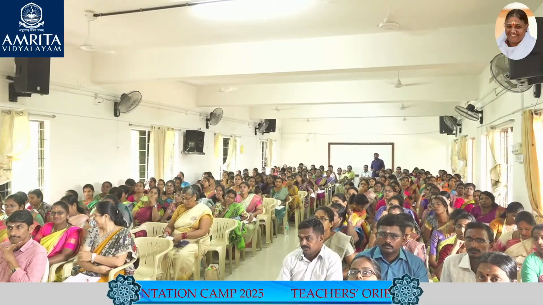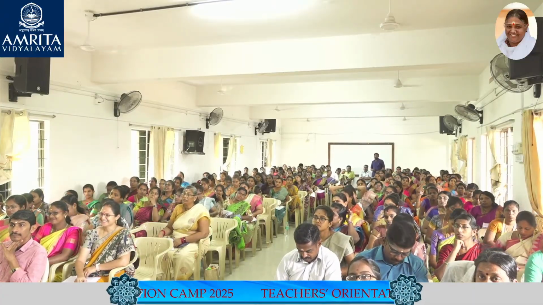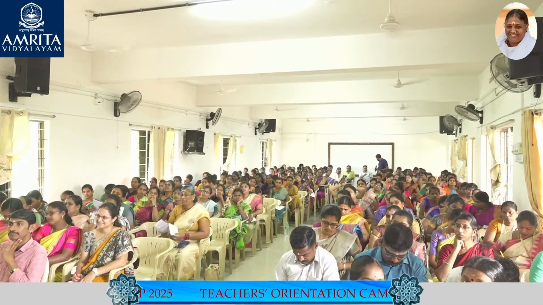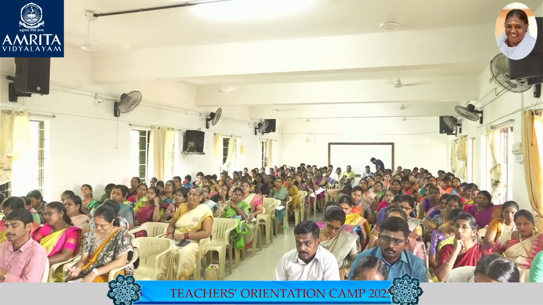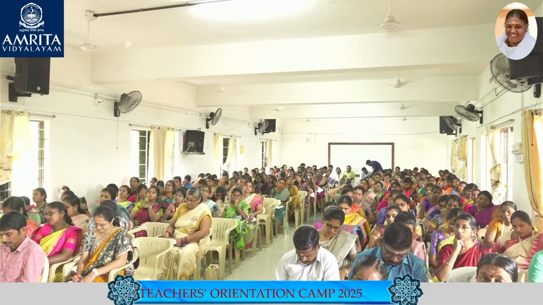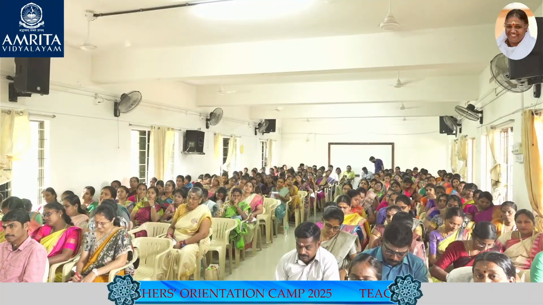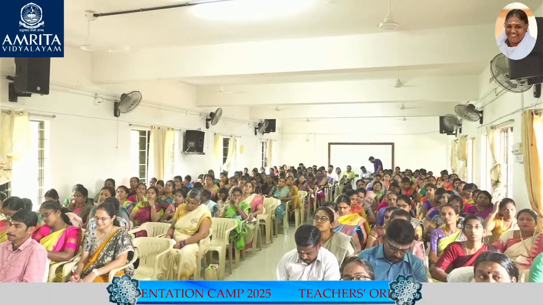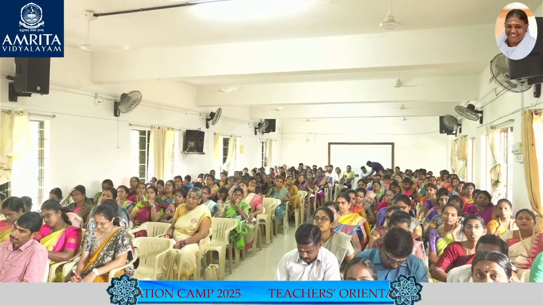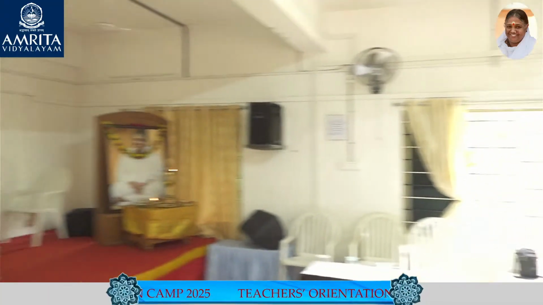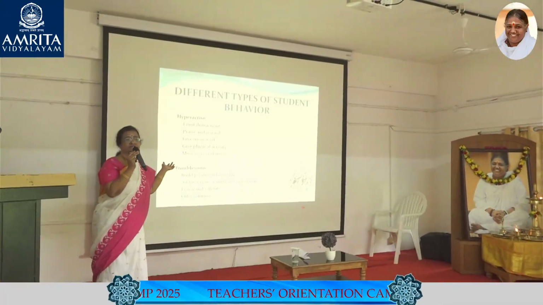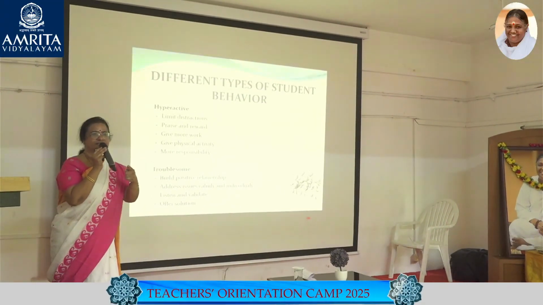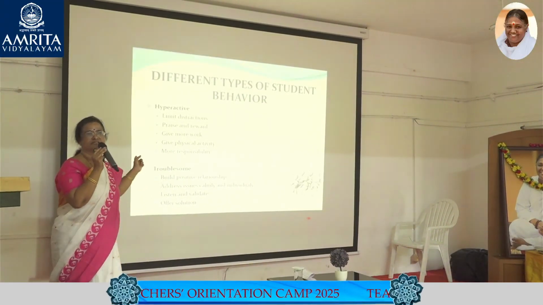Okay, so now coming to different types of students' behavior. Hyperactive children you would see in the class. You will see troublesome children in the class. So if the child is hyperactive, then you have to limit the distractions and praise and reward. All this we discussed already. We have to praise and reward and give them more work, you said. And then give physical activity for the child. If the child is hyperactive, we give them physical activity. And then more responsibility, someone said. More responsibility we give the child.